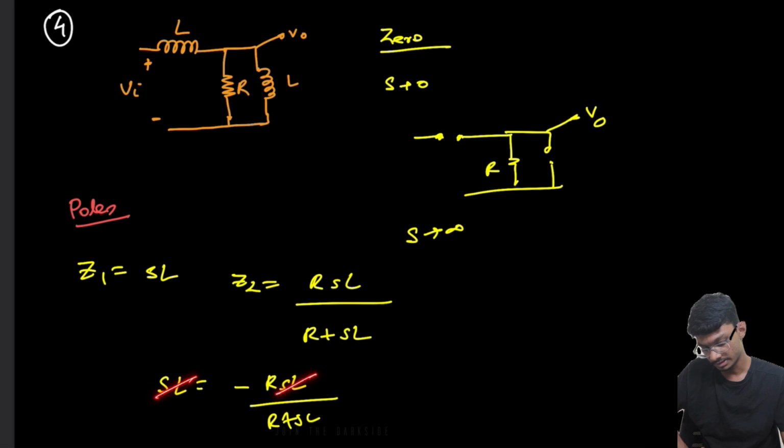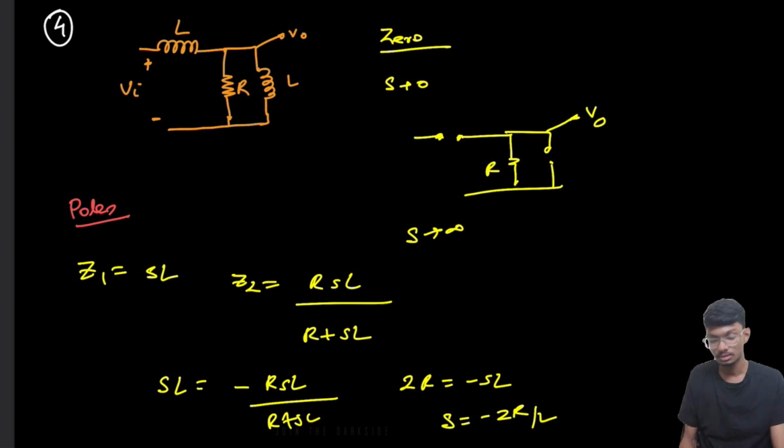So SL cancel each other out. We are remained with basically 2R equals to minus SL, or s equals to minus 2R by L. So this is basically the pole, right? This is the pole. We have got the 0. Now let's find the DC gain, right? So what is the DC gain? For DC gain, we have to put s equal to 0.